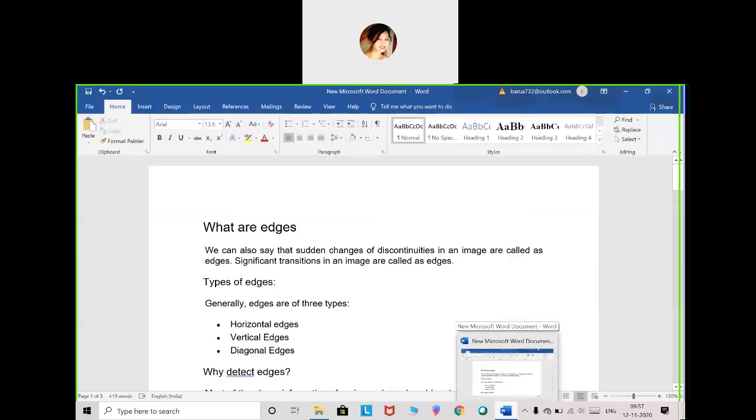Okay guys, I hope my screen is visible to you people. So I hope you remember what is an edge. Sudden changes or discontinuities in an image are known as edges. That is, significant transitions in an image are also known as edges. Do you remember the definition of an edge?